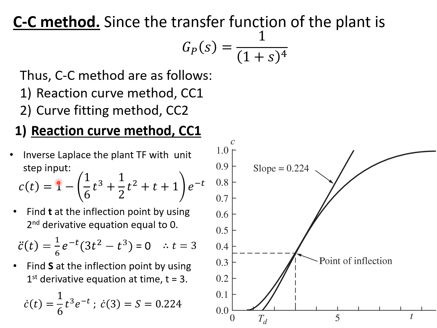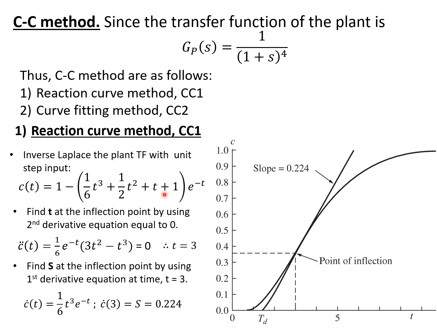equation manipulation to get the final response C(t), and then from that you can find the inflection point, where the gradient suddenly changes. By differentiation, you know that at the inflection point the second order derivative is 0. So you can solve that, and from that point you can solve your slope. You can solve at what time the inflection point happens, at t equals 3, and fit it into the gradient, and you get the slope at that point, and that's your S.